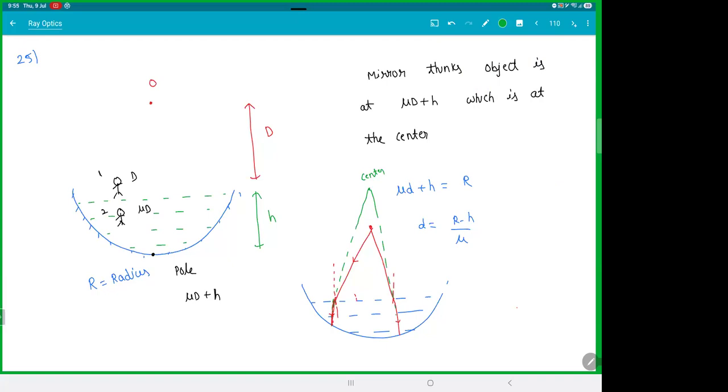There. That's what the mirror thinks. The light rays are coming from the center. And then you know what happens? The light rays will go back again. Is this clear, everyone?